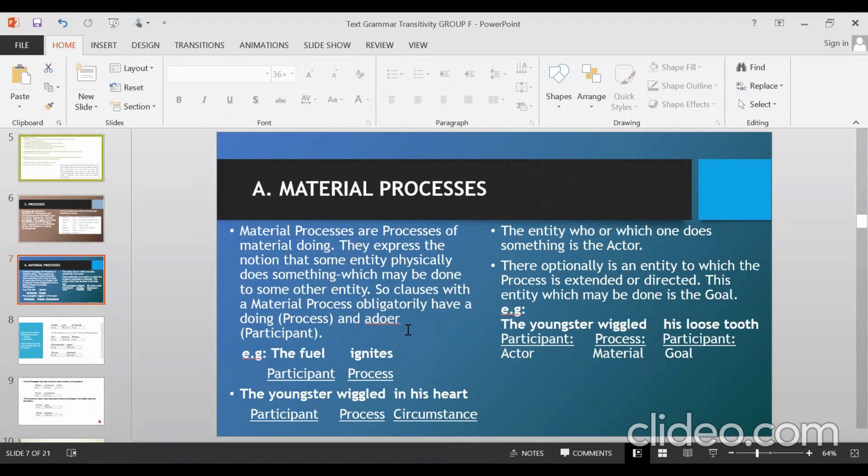The entity who or which one does something is the actor. There optionally is an entity to which the process is extended or directed. The entity which may be done to is the goal. Here in the example, the youngster as participant actor, which is process material, his slow tooth as participant goal.